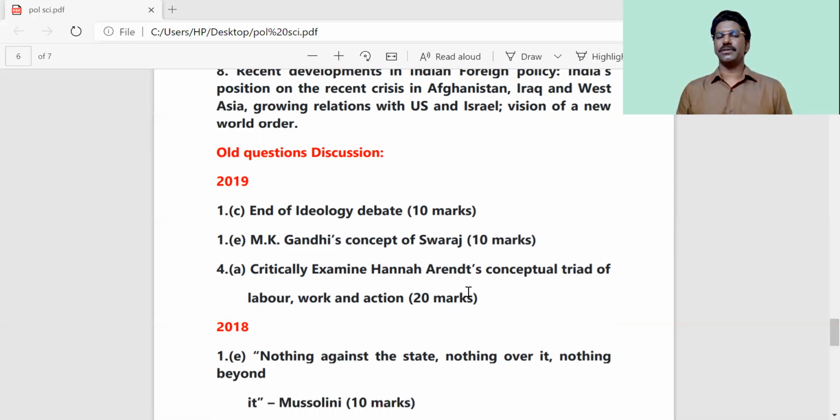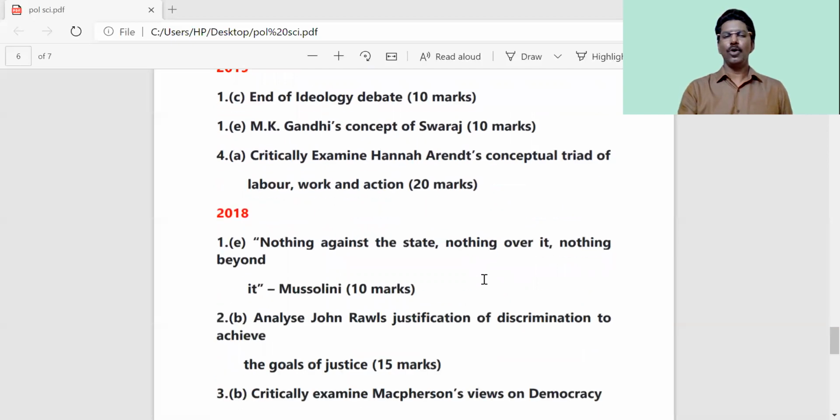60th year celebration. Okay, these are some examples only. I'm only discussing this classification for section A of 2019, 2018, 2017. Only section A. Then when you go to the next level, the 2018 1E question is about Mussolini.